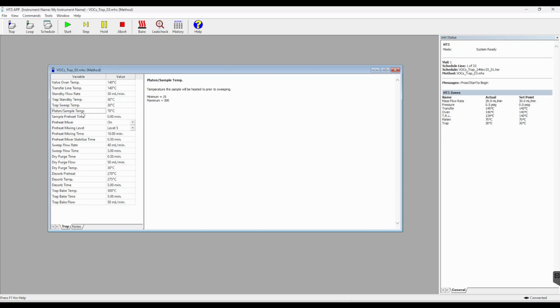This is the temperature the sample will be heated to prior to sweeping. Sample preheat. This is the amount of time the sample waits in the platen before sweeping starts. These are grouped as the sample preheat parameters. These parameters control how long and at what temperature you preheat your sample for.